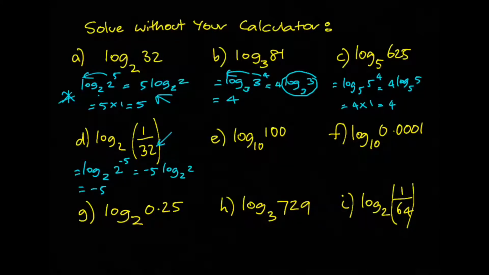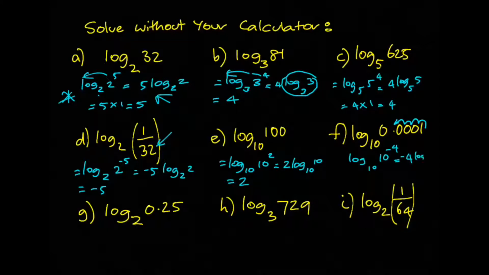Part E, this one's pretty simple, so it's 10 squared is 100, so that equals log of 10 squared equals 2 log 10 of 10 equals 2. And then this one is log to base 10 of 10 to the negative 4, because 10 to the negative 4 is like saying 1 times 10 to the negative 4, so 1, 2, 3, 4, that puts the decimal in that position. And that equals negative 4 log 10 of 10, which equals negative 4.